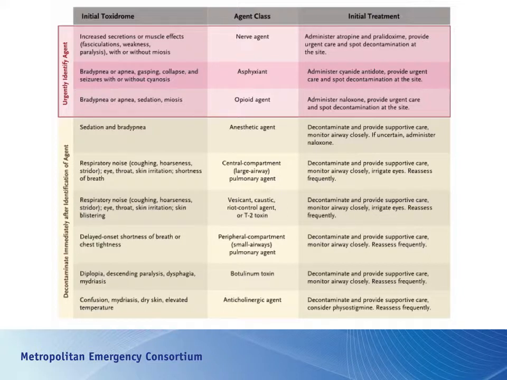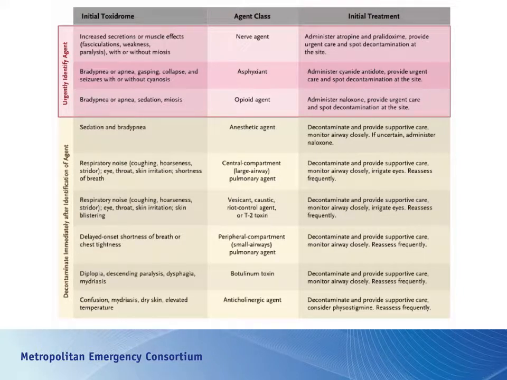So, the initial presentation of somebody who has muscular tremors, they have a lot of lacrimation, vomiting, diarrhea, that SLUDGE constellation of symptoms. That's probably a nerve agent, and we need to get them treated with atropine and pralidoxime, and we need to get them decontaminated as quickly as possible. Patients exposed to these chemicals can die within 10 to 15 minutes, if not quicker, depending on the amount of exposure.